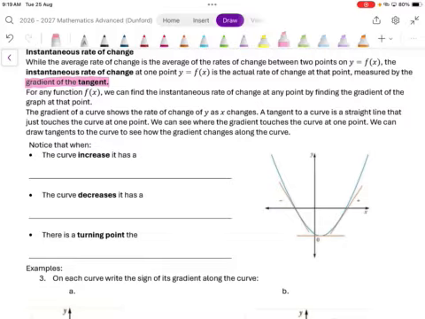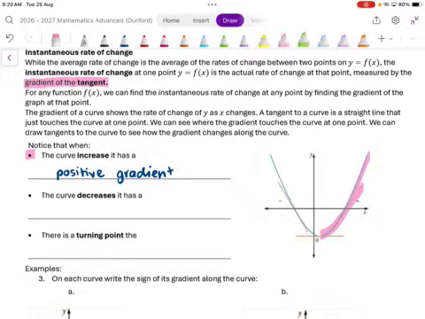What we need to notice is if the curve is increasing, it has a positive gradient. So when the curve is increasing, it has a positive gradient. Over here, we have that the curve is increasing between here, so that part of our curve is increasing and it has a positive gradient. Over here, this part of our curve is decreasing, so it has a negative gradient.